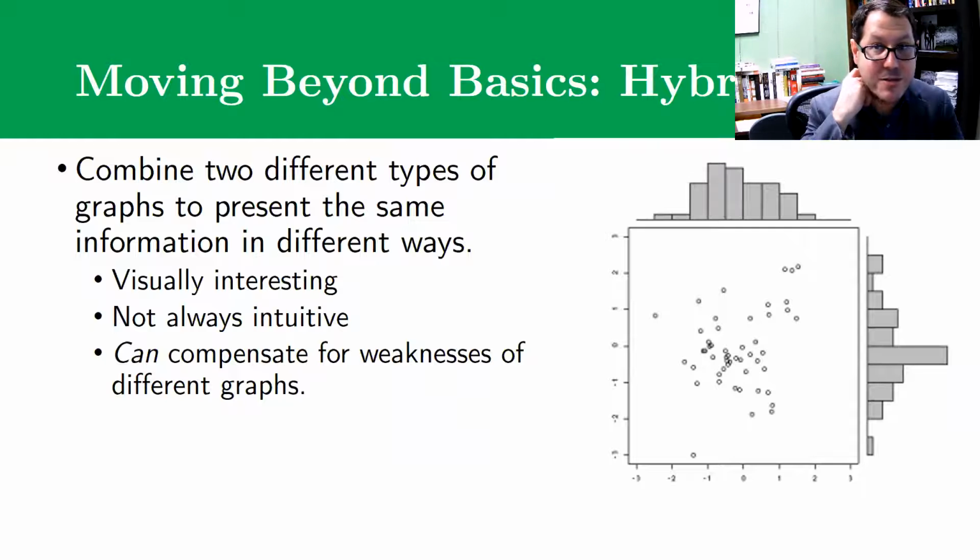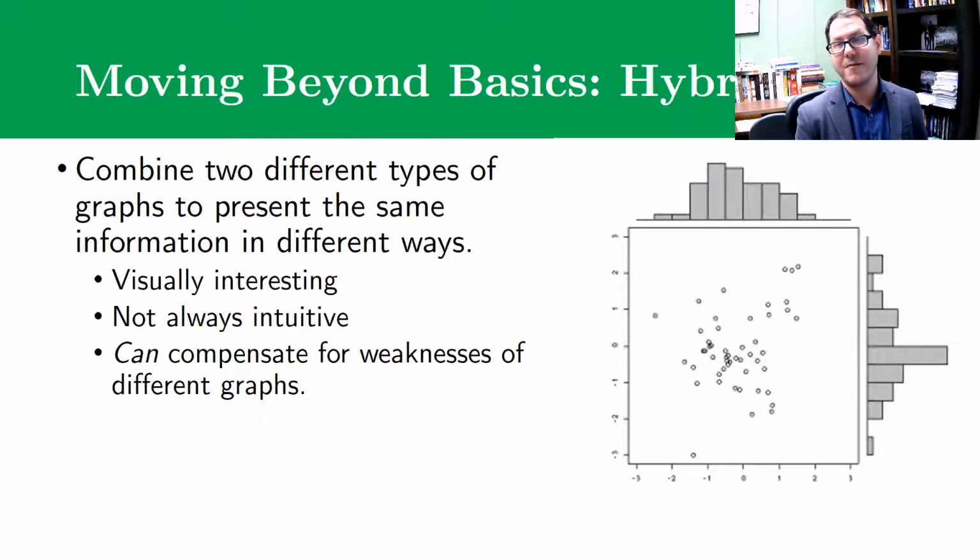So one strategy is to combine two different types of graphs together. All graphs have strengths and weaknesses. Maybe combining graphs together creates something new and visually interesting. Maybe it's interesting, but it's not necessarily intuitive. And so I think this is an example of that here, where we have a scatter plot, and then we also have the histograms for the two variables that go along with it. I've never really seen a graph like this. I don't know what to look for or how to necessarily analyze it. What's a normal or common pattern? What's an unusual pattern?